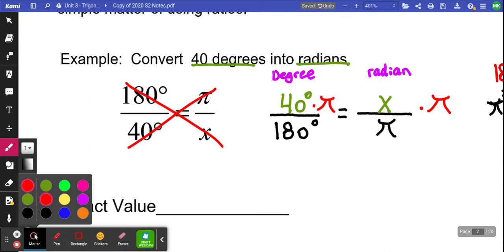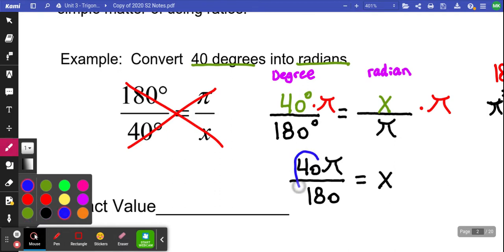That gives me on the left-hand side 40 pi over 180 equals x. That means 40 times pi divided by 180 would equal the number of radians that it is for 40 degrees. You can reduce that fraction. So we almost always leave our answers for radians in exact values, meaning you need to simplify this.